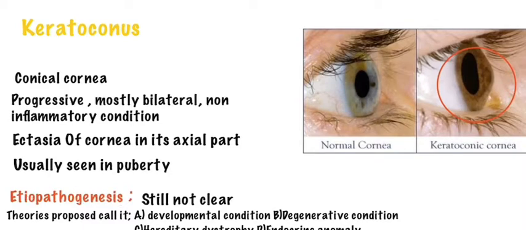The etiopathogenesis is still not clear, but the theories proposed by several scientists call it a developmental condition, or say it is a degenerative condition. Some say it is a hereditary dystrophy, and it could even be an endocrine anomaly. These are the theories proposed by various people, but still the etiopathogenesis is not clear.